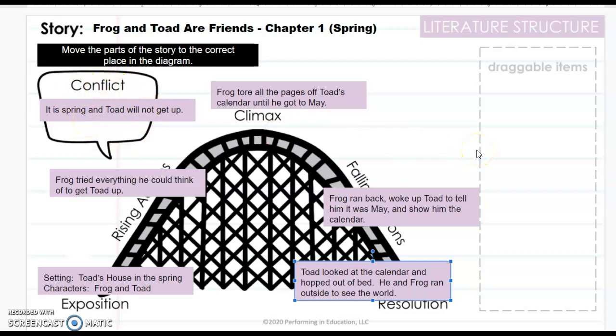You're going to get one of these assignments to do by yourself, and I will be reading another chapter from Frog and Toad. I thought I'd start trying this activity with just a simple story. Hope this helps.